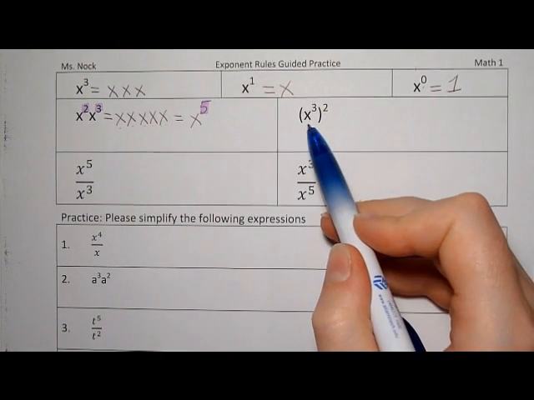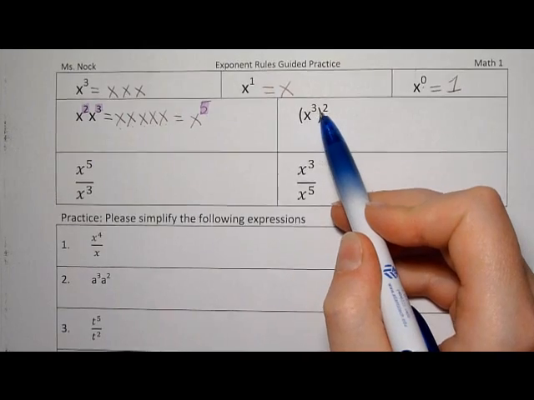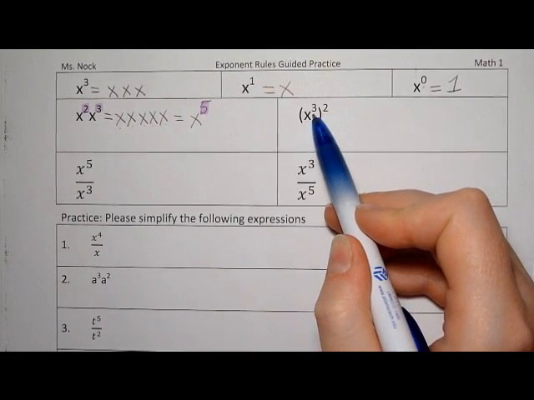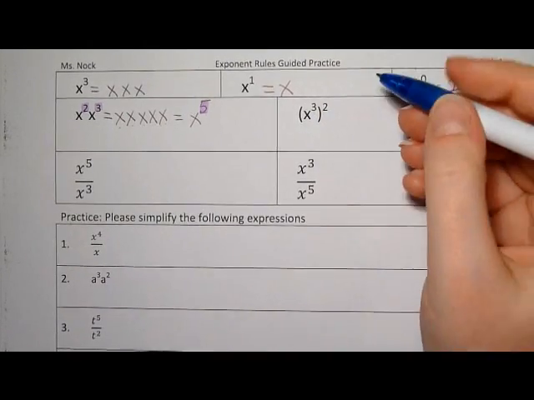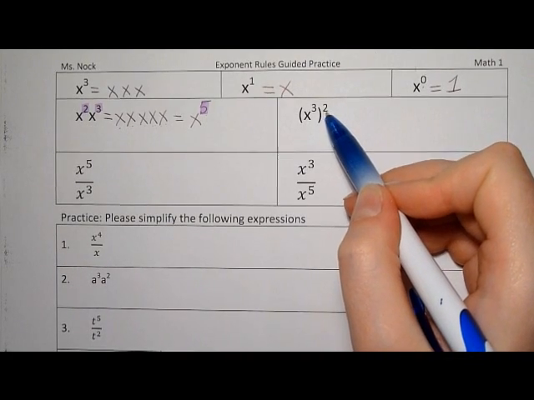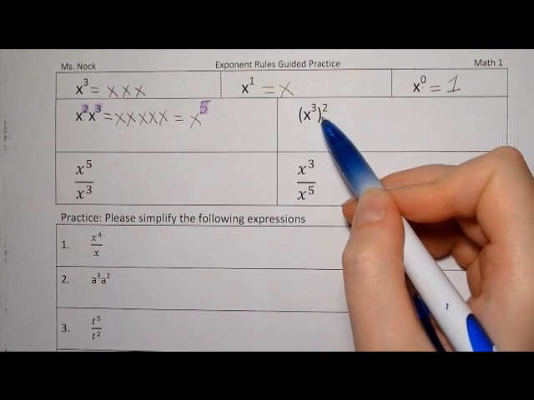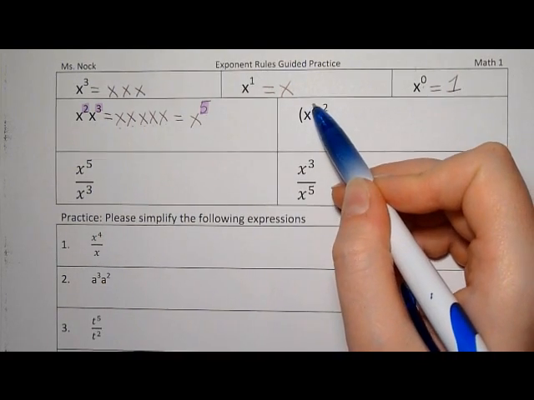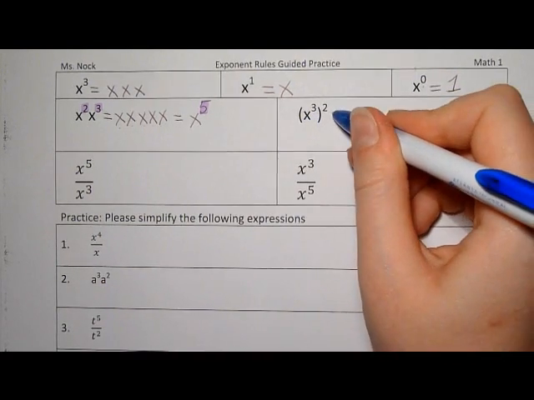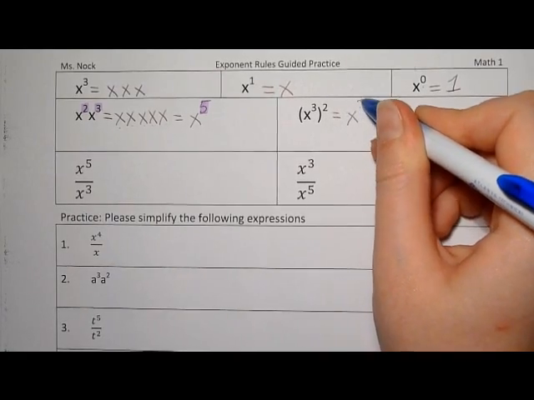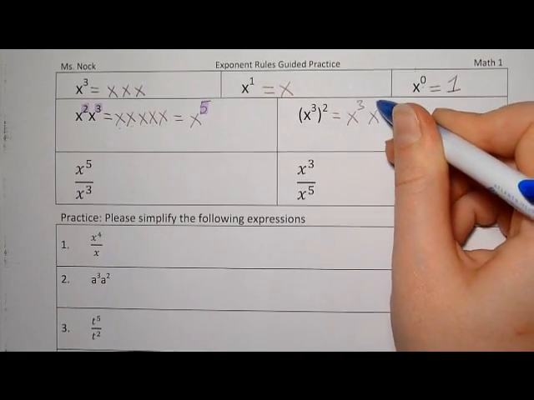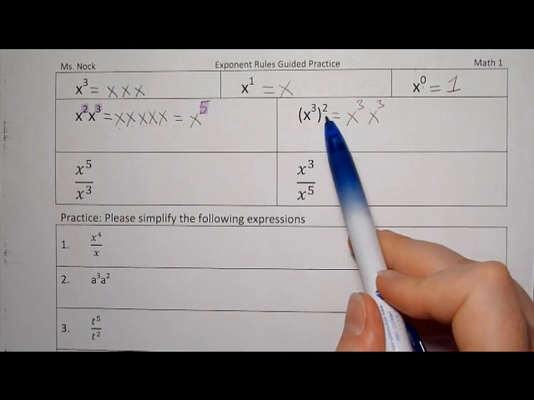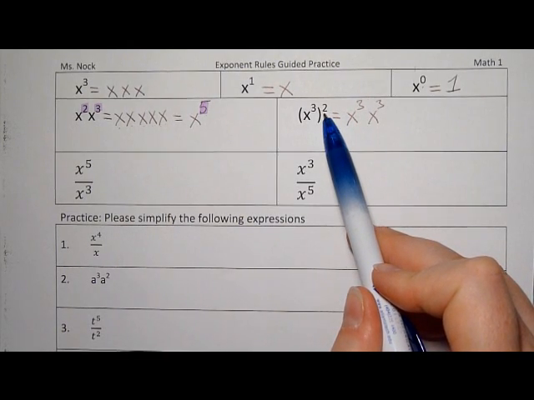Now what if I have a base raised to an exponent that is then raised to another exponent, an exponent raised to a power of 2? Well, this power of 2 means take the base and multiply it by itself. Here my base is x to the 3rd power. So I'm going to take x to the 3rd power and multiply that by x to the 3rd power. I've expanded the square.